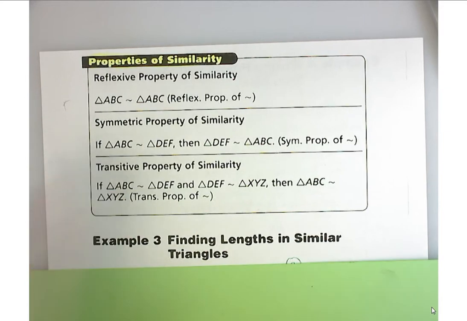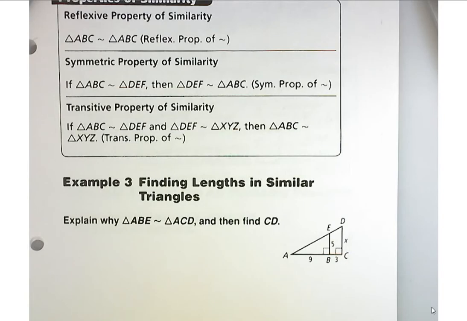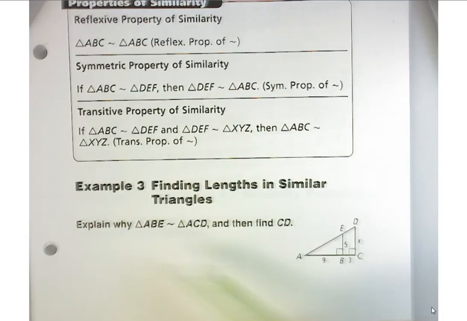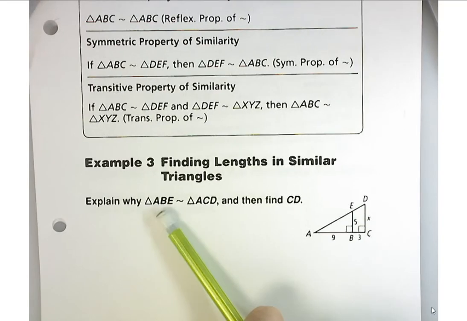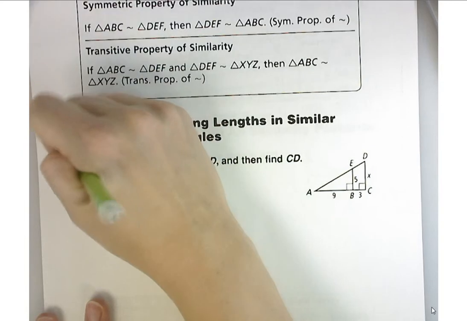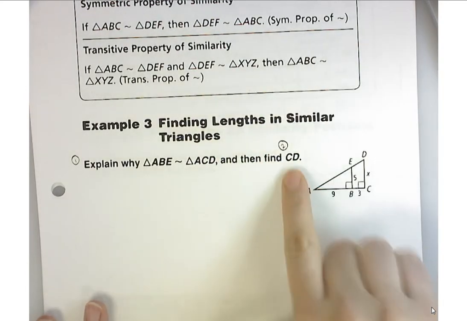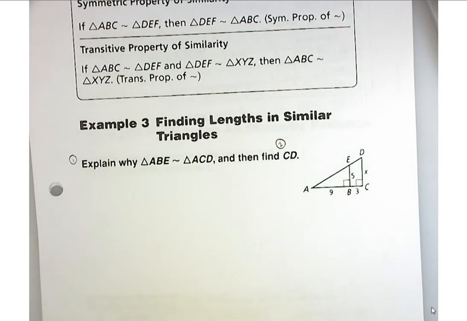Right, so what we're going to do for example 3 is find lengths in similar triangles. So there are two things that we have to do here. It says explain why triangle ABE is similar to ACD. So that's the first thing we're going to do. And then the second thing we're going to do is find CD. Okay, so there are two things we have to do according to the directions.